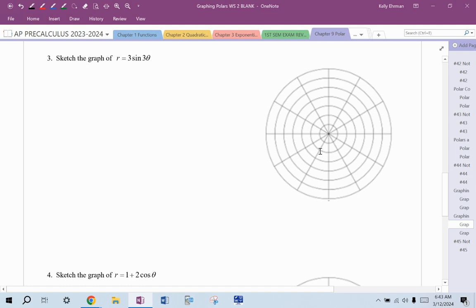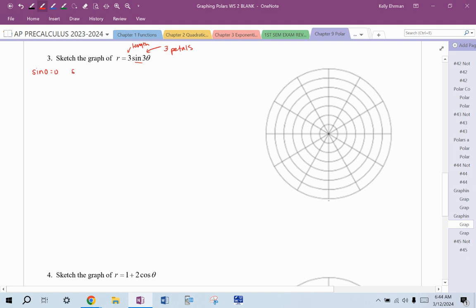All right, here's another rose curve. Again, 3 petals. This time it's a sine graph, so it's going to start somewhere here in quadrant 1. We'll figure that out. 3 is the length of the petals, so they're going to go out to 3 instead of 4. And we can do the same thing to figure out what angles we need to plug in.